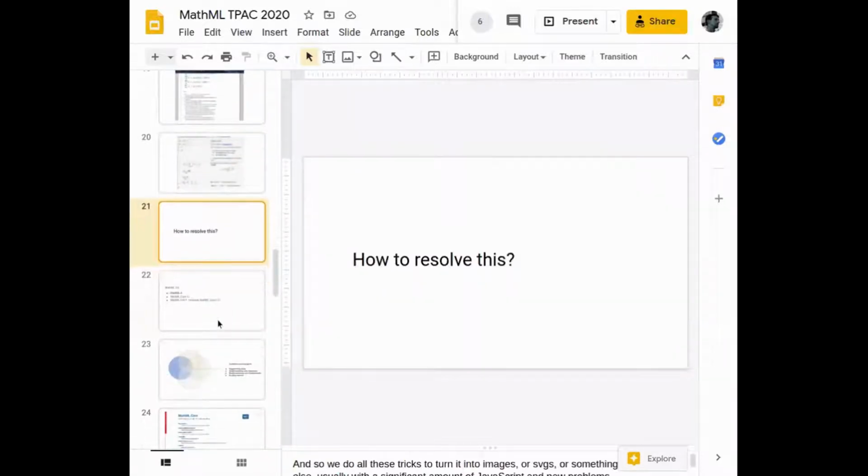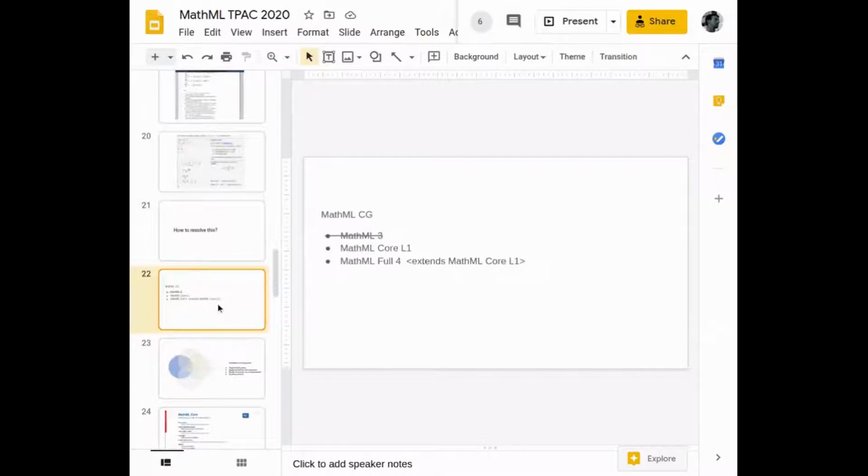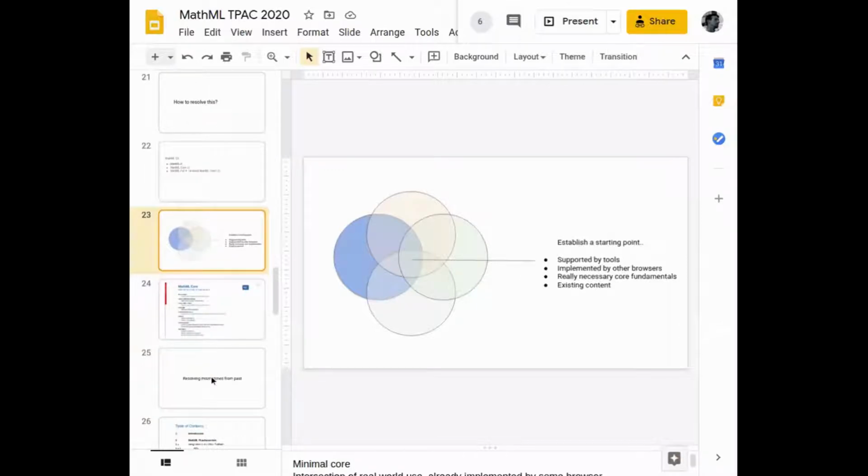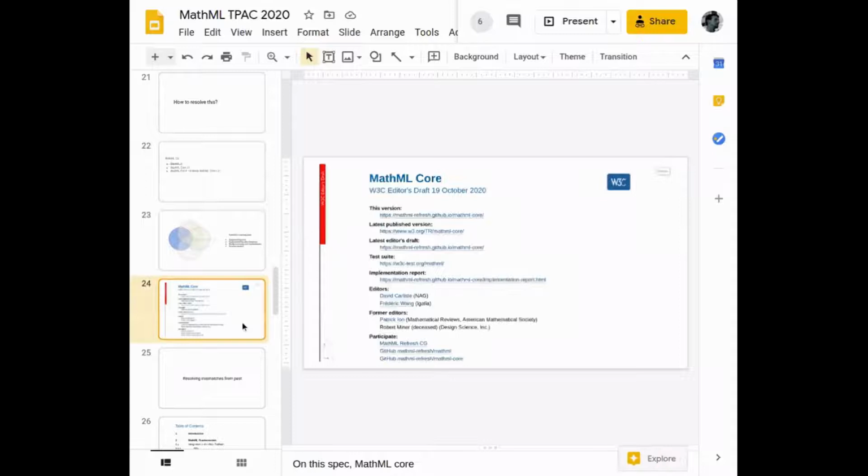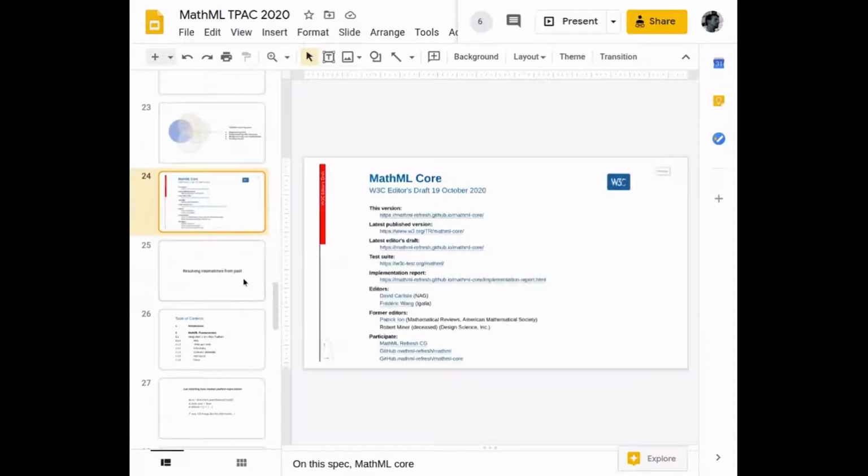So how do we resolve this is the question. The MathML Refresh community group got together to solve this problem. One of the things that we did is to split what was the old MathML specification into a thing called core, and then a thing called full that extends core. And core is focused on the intersection: the things that are supported by at least some browsers in some sense, things that are supported by tools, things that have a lot of existing content. And so we created the MathML Core draft.